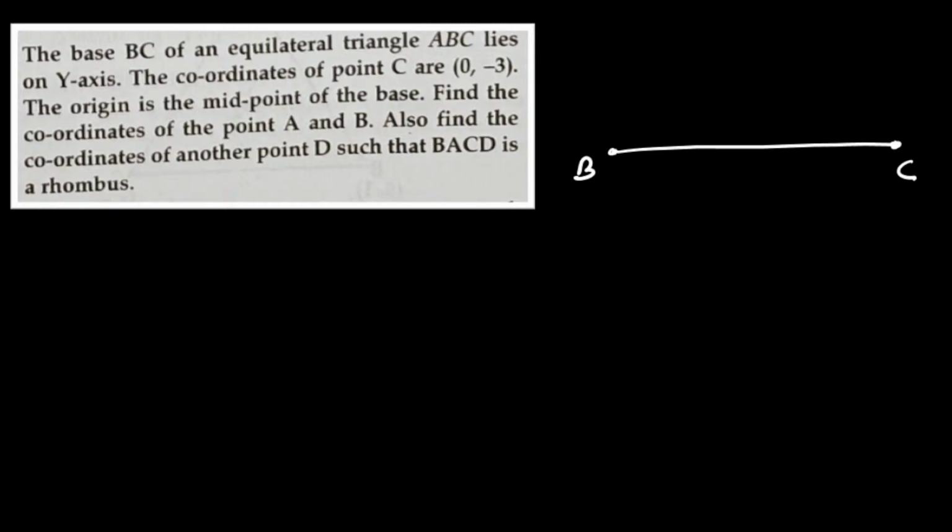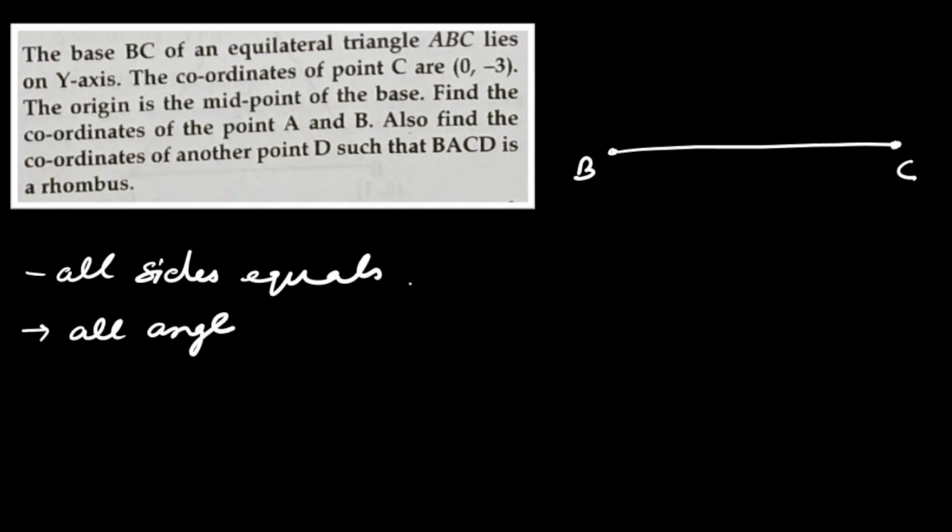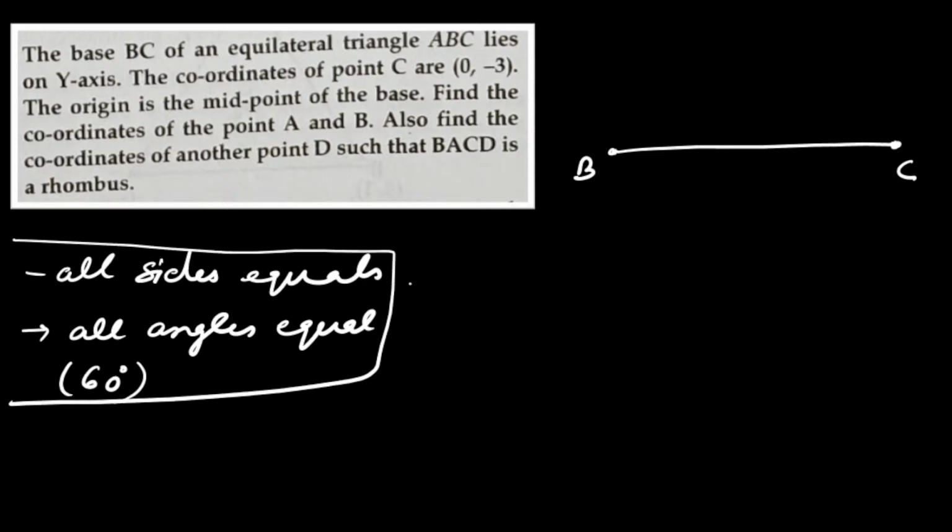Because here it's mentioned the base of an equilateral triangle lies on y-axis. Yes, all sides are equal. In an equilateral triangle, one thing given to us is that all sides are equal. Also, all angles are equal, and their measure is equal to 60 degrees. So all sides are equal and all angles are equal to 60 degrees.